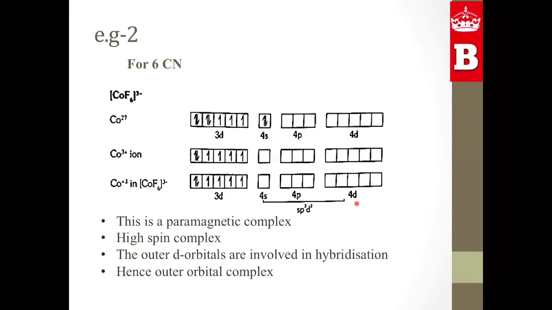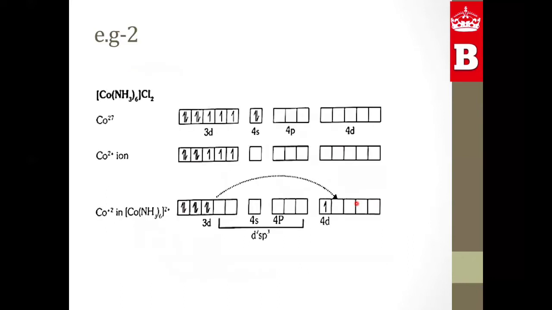Similarly, consider another example where cobalt has 6 NH3 ligands. Only the square bracket portion has to be discussed; the other parts are not necessary for the discussion of VBT. Here NH3 is present 6 times, so its coordination number is 6. It's an octahedral complex, and an octahedral complex means it should be either d2sp3 or sp3d2.